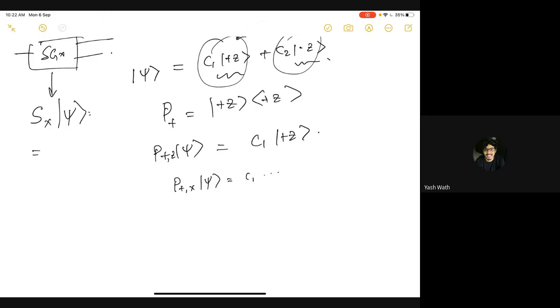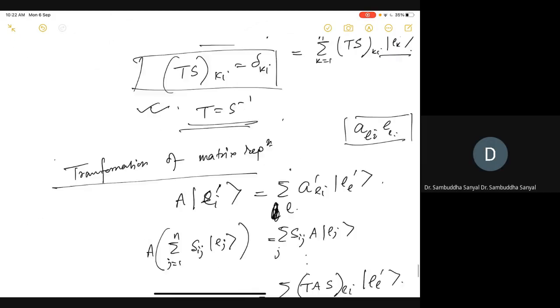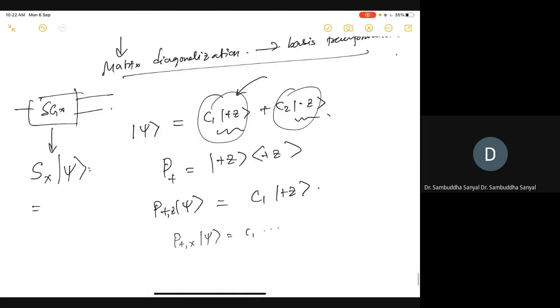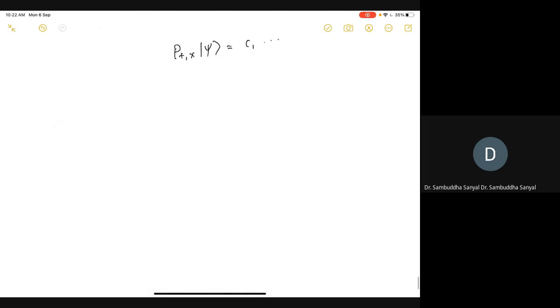You write Sx explicitly in some matrix form? Yes, that is what we are doing today. We are saying what is the matrix representation of Sx. Sx acting on psi will give me Sx on C1 plus Z, plus some... Let's just use Sz, it's easier.